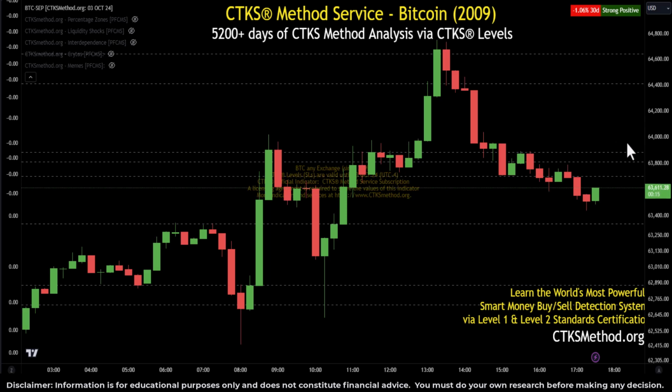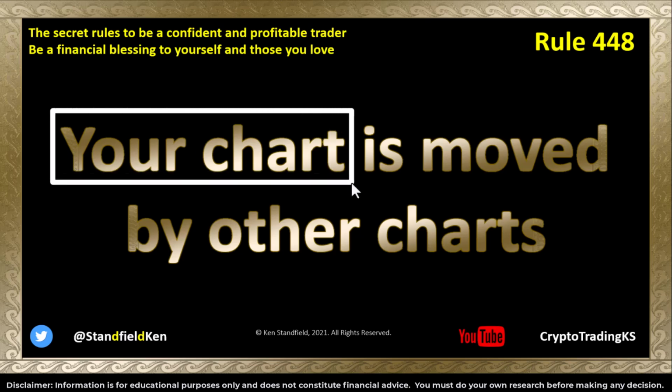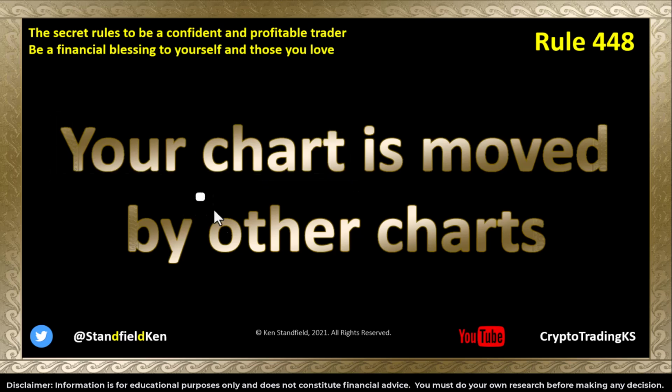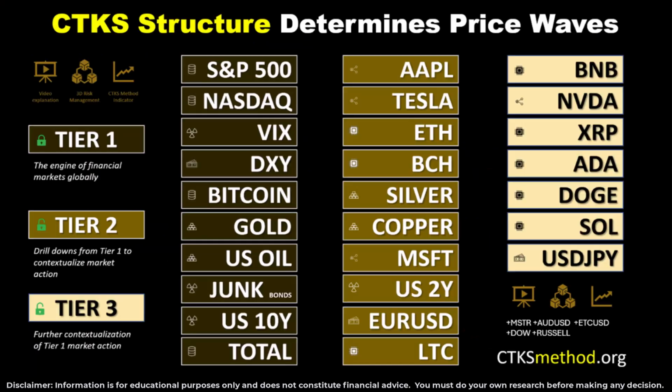So we would need to flip these levels and just bypass the 64,000. Everything is structurally related inside markets. To be profitable inside financial markets, you need a lot of rules. Just always remember that your chart is moved by other charts. What are these other charts? The most important charts that you can be looking at are these charts here. They're the Tier 1, Tier 2, and Tier 3 charts.